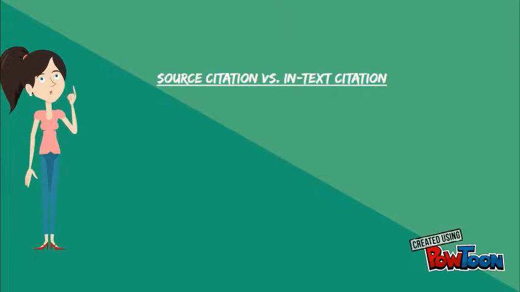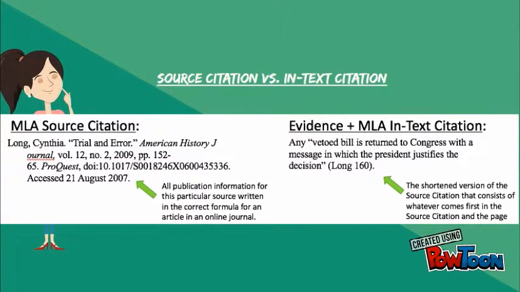View the difference between the source citation and the in-text citation. The source citation is the lengthy formula that includes all of the publication information. The in-text citation is whatever comes first in the source citation, and it will refer the reader to the works cited page and the lengthy source citation.